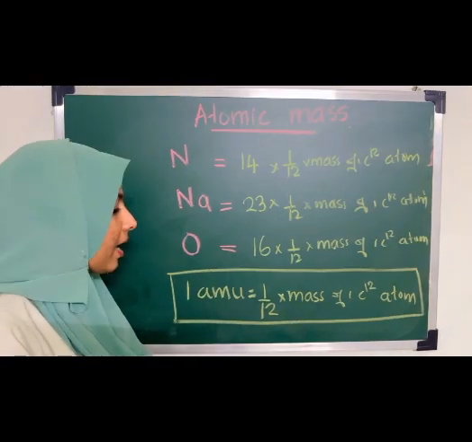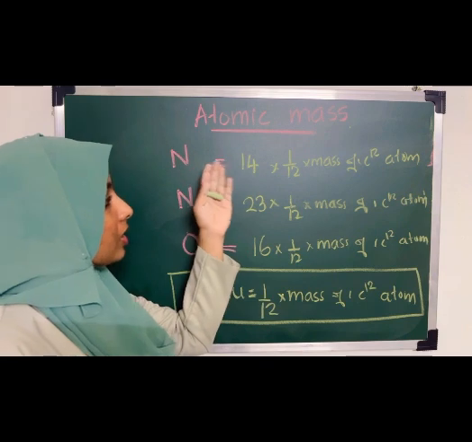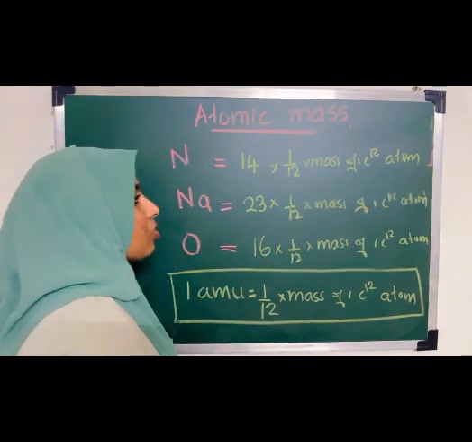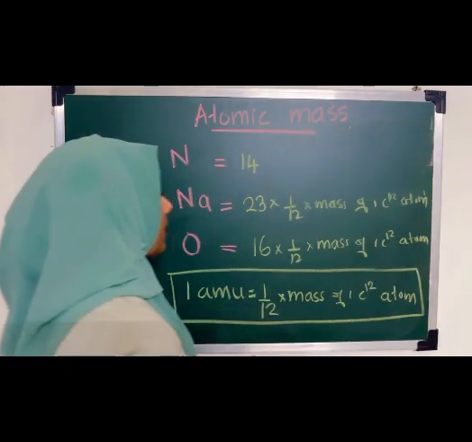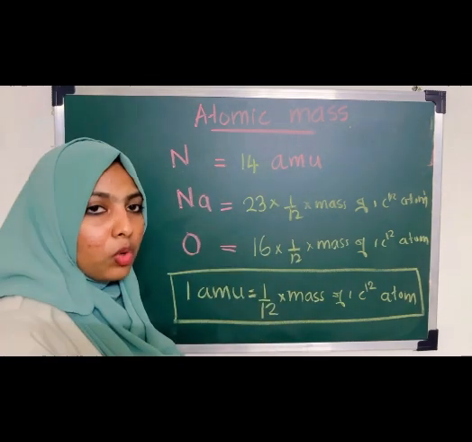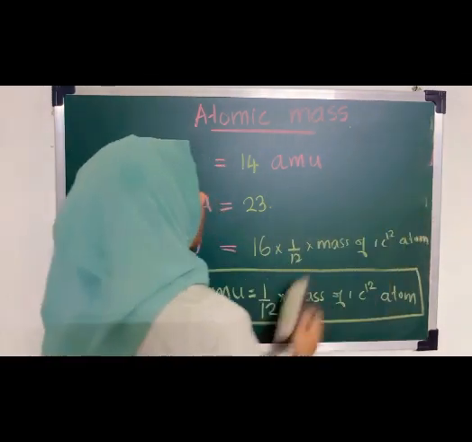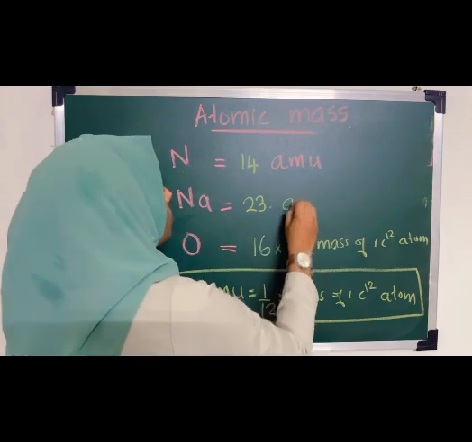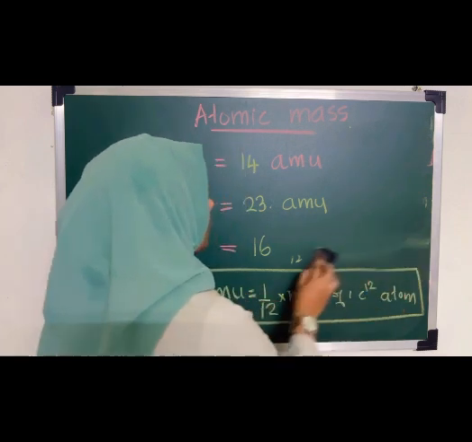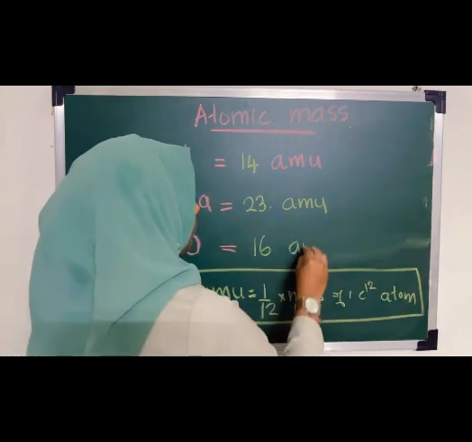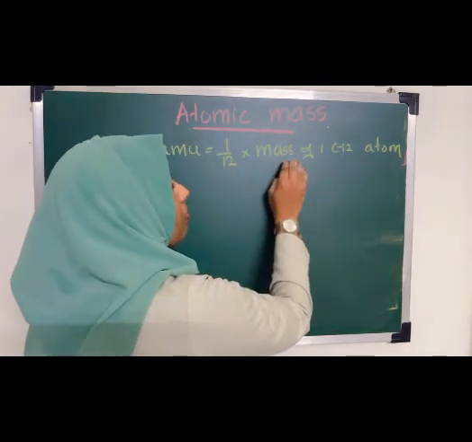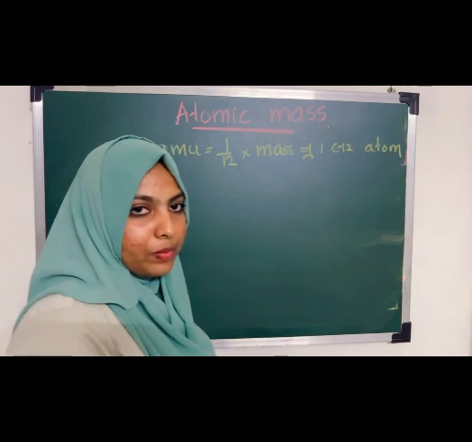So see children, every time I want to write nitrogen equal to 14 times 1/12 of the mass of a carbon 12 atom, like that. So instead of that, I'm writing AMU. That means nitrogen is equal to 14 AMU. Sodium atom is equal to 23 AMU. Oxygen atom is equal to 16 AMU. 1 AMU is equal to 1 by 12th of the mass of 1 carbon-12 atom.